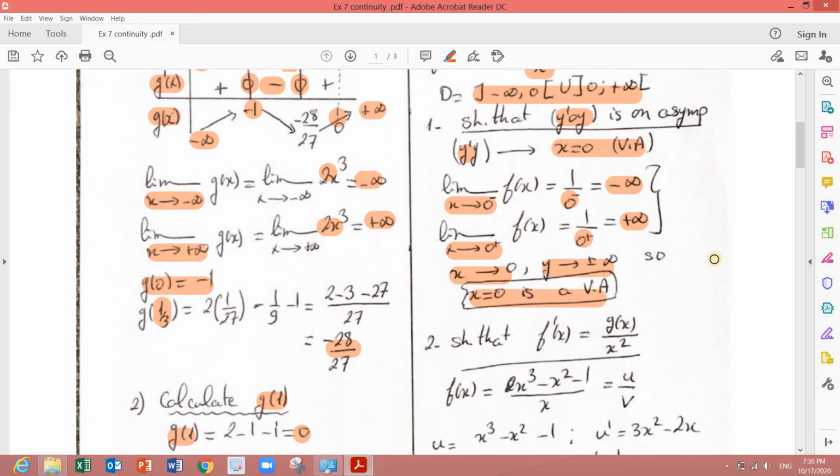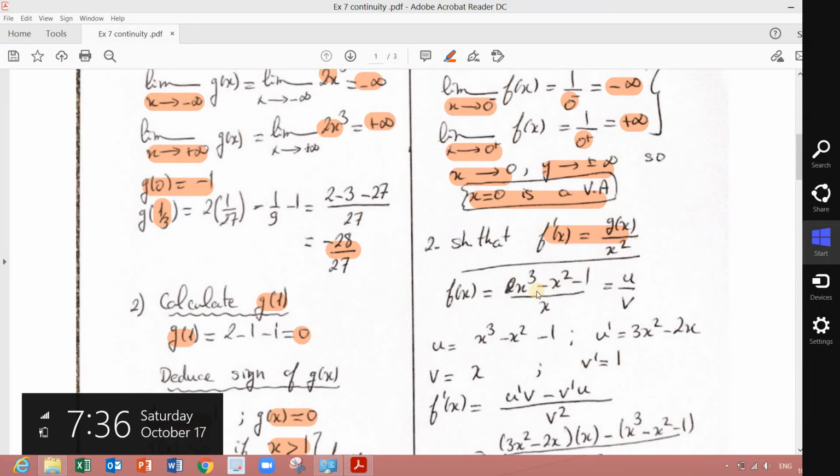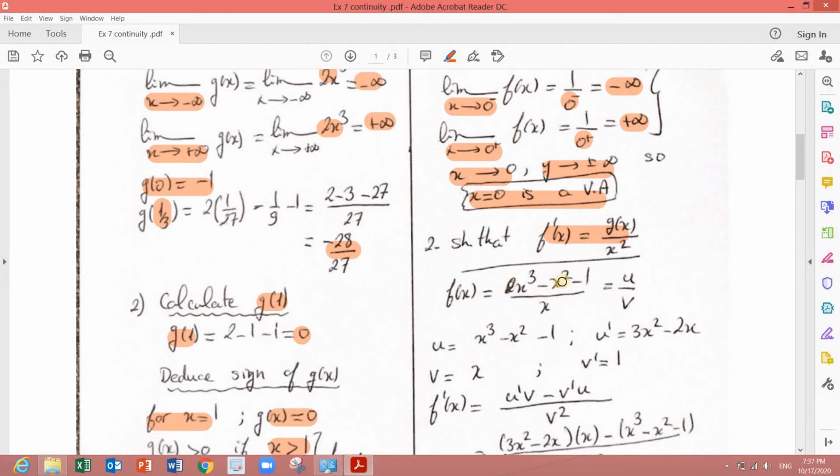Now part 2, show that f prime x equals g x over x squared. So we have f x is given, which is x cubed minus x squared minus 1 over x.